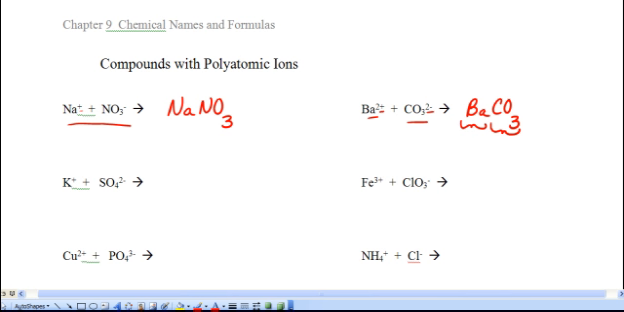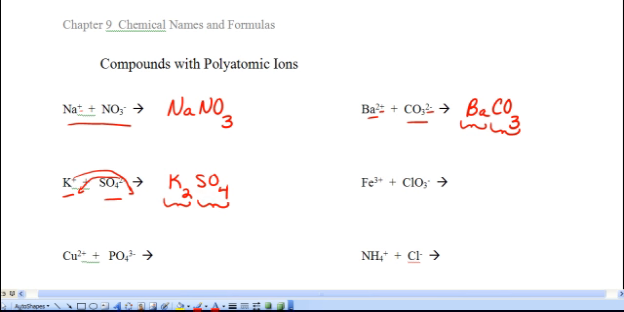Now, the crisscross method still works when you're dealing with, down here, potassium combining with sulfate. The 1 will go with the sulfate. You only need one of those. Of course, you don't write the ones in. The 2 goes with the potassium, so you need 2 potassiums, K2, with 1 sulfate, SO4. Here's your 2 potassiums. Here's your 1 sulfate, SO4.